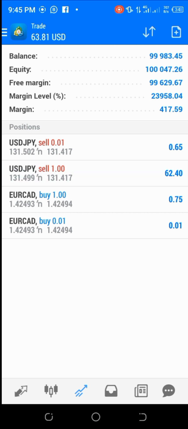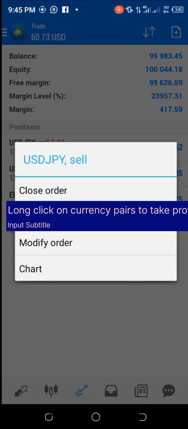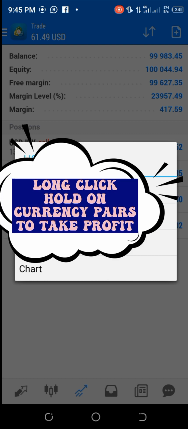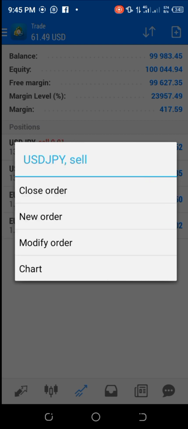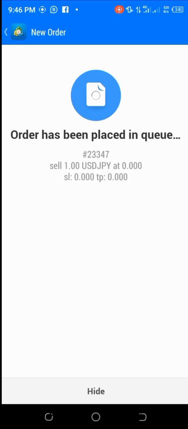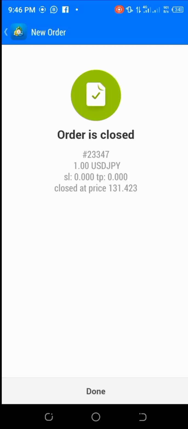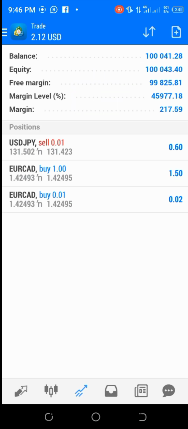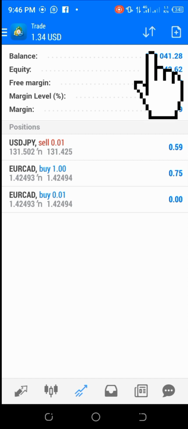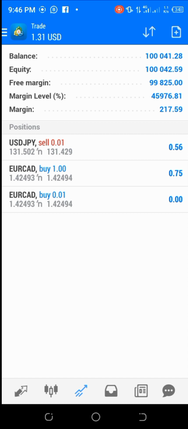So if this was a live trading account and you want to collect your money, you can just come and press on it. You take a long hold and you're going to open, then you take any currency pair, you press, you take a long hold, right? You're going to take close order, you take close. Order has been closed. You see your balance up there, your balance has changed. You now have 100 and something. So if you like, you can close all the trade.